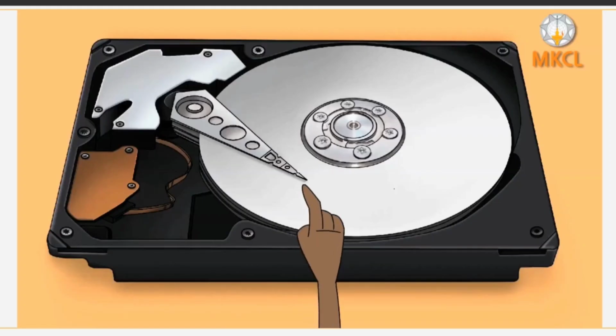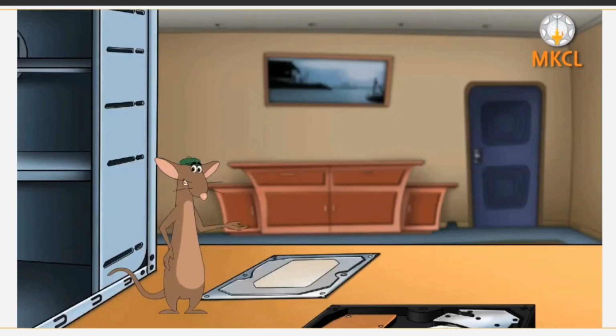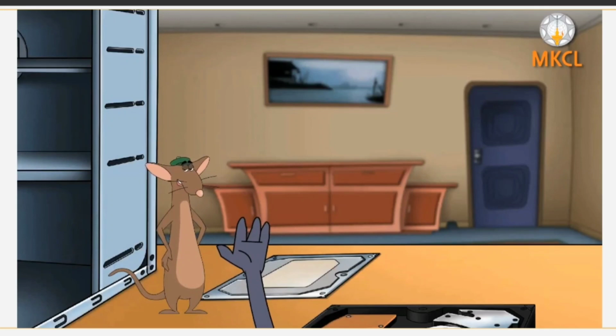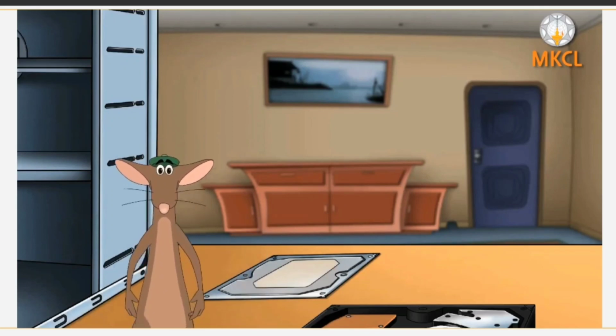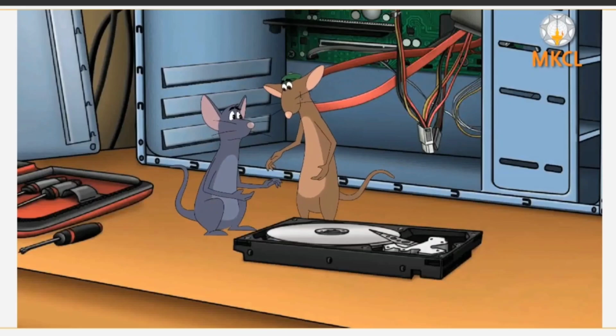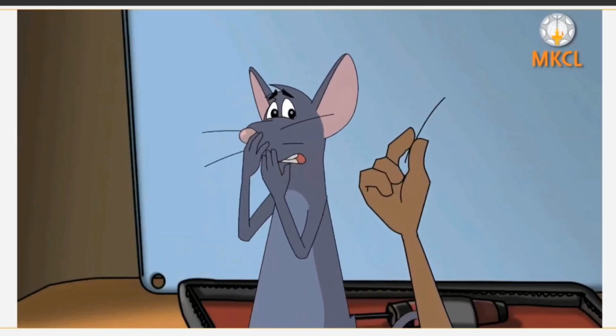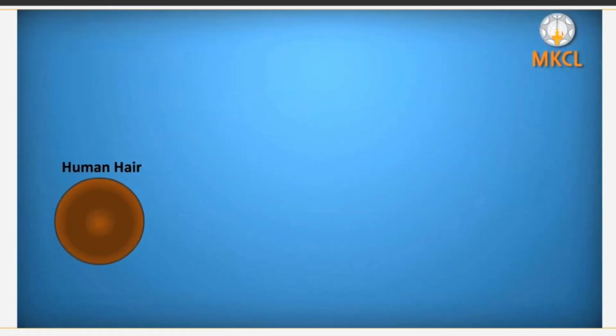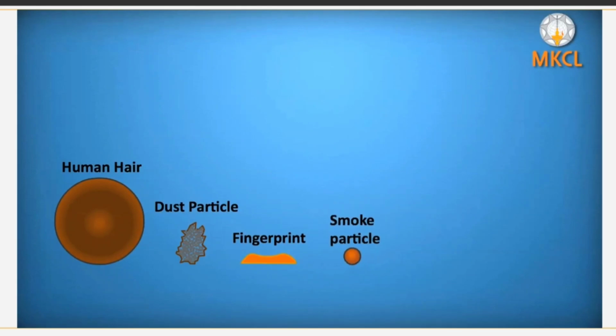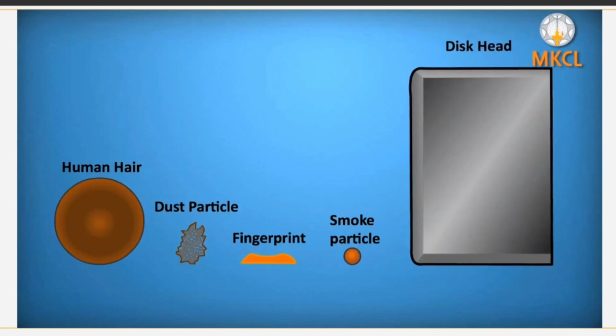See, Miri, this thing is called the head and it is on a cushion of air, which is about 0.000001 inches thick. That's really small, Tiri. Just to give you an idea. Ow! That hurt! This is your hair. This is a dust particle. This is the size of your fingerprint and this is a smoke particle. And this is the gap between the head and the platter.